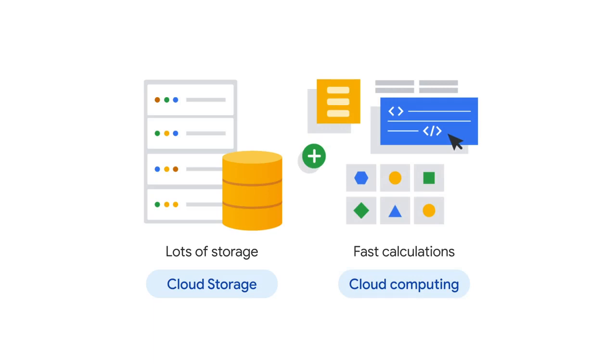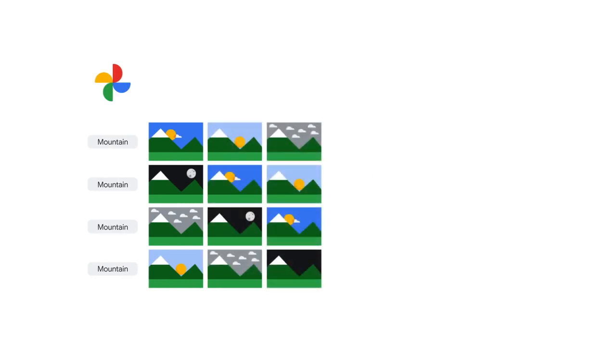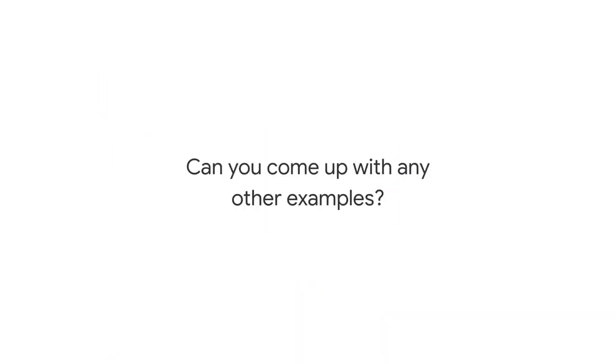There are many practical examples of this capability. For example, by feeding Google Photos lots of pictures with tags, you can teach the software to associate and then automatically attach tags to new pictures. Tags can then be used for search functionality, or even to automatically create photo albums. Can you come up with any other examples to apply machine learning capabilities? Take a moment to think about it.